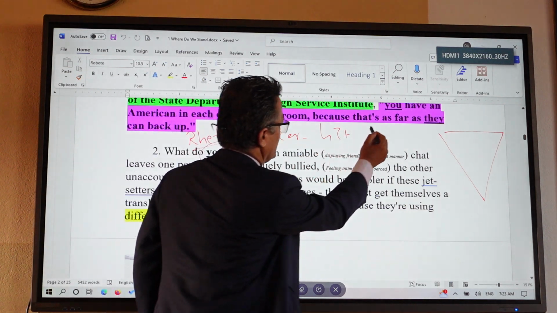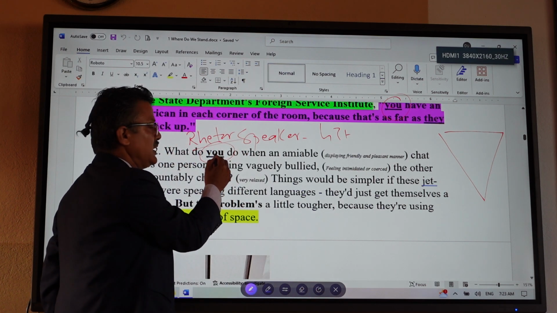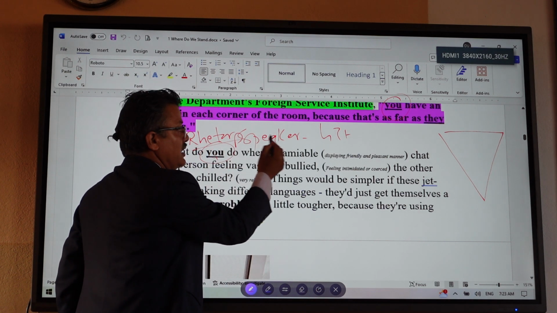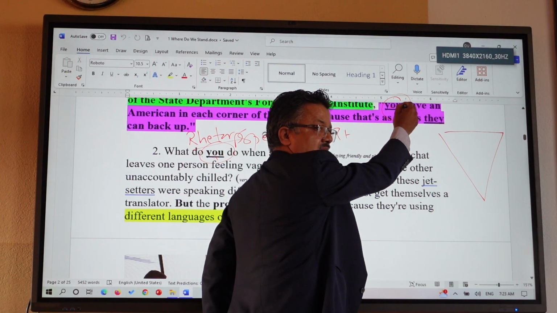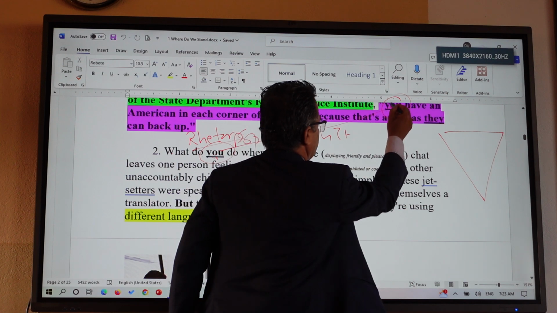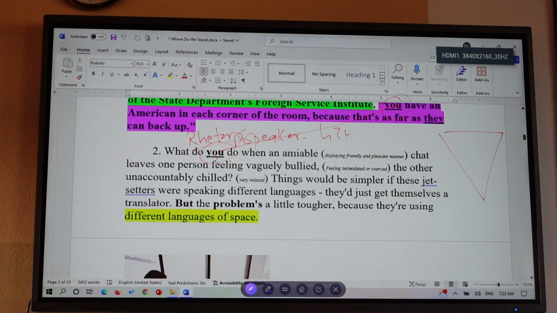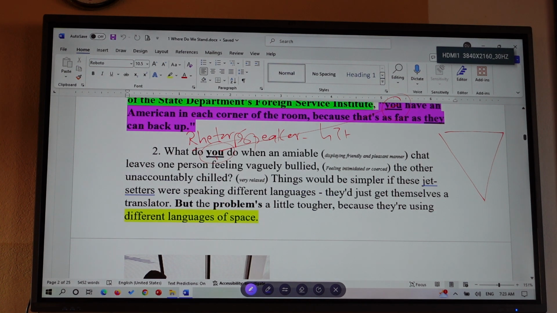Now, what do you do? This you, if you see, here is you in the first paragraph. Here is you in the second paragraph. This you is a pronoun. Same pronoun at the end of the first paragraph, same pronoun at the beginning of the second paragraph. It connects. This is called cohesion. In writing, writers use various devices and techniques to link two paragraphs. And when you can connect two paragraphs, they go together, they fit together. Cohesion comes from the Latin word cohere, and cohere means to go together.